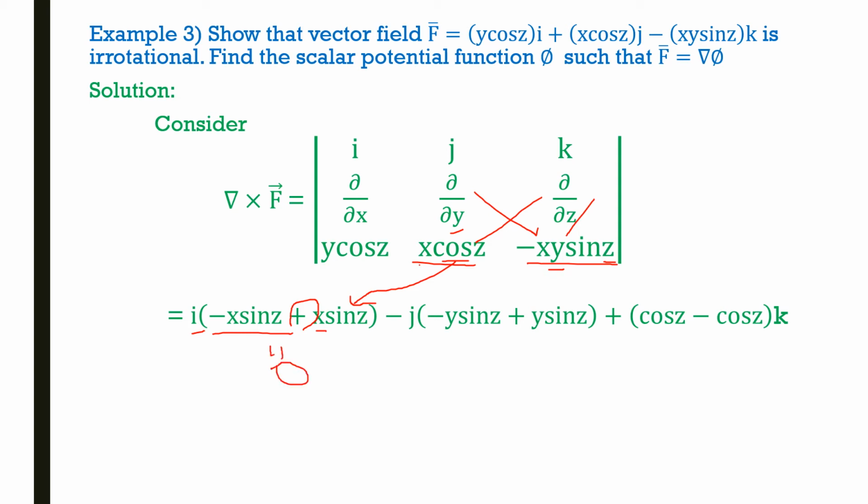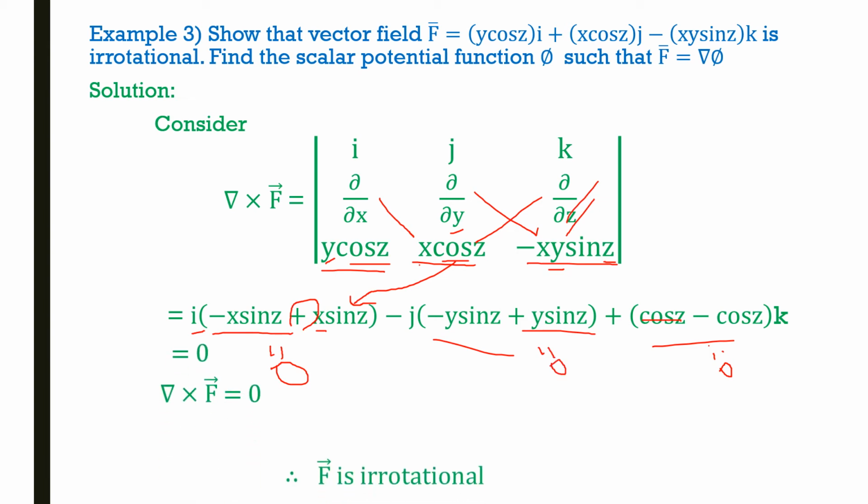Same here, derivative of minus xy sin z with respect to x is minus y sin z, and derivative of y cos z with respect to z is plus y sin z. Similarly, derivative of x cos z with respect to x, derivative of x is 1, cos z as it is, and derivative of y with respect to y is 1 and cos z as it is, so cos z minus cos z becomes 0. So all terms become 0 and therefore del cross f bar is 0. F bar is irrotational.